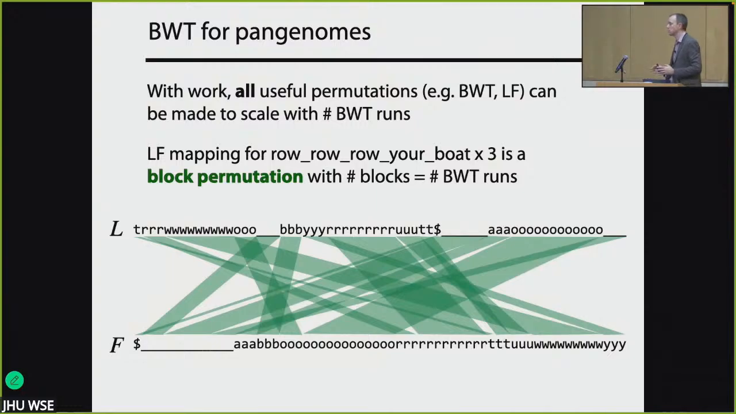So it becomes something more like a block permutation. We're permuting chunks of text instead of individual letters. That too has the BWT run scaling that we desire. So the things that make it small and the things that make it fast are all scaling favorably, according to that same function I showed on the previous slide.